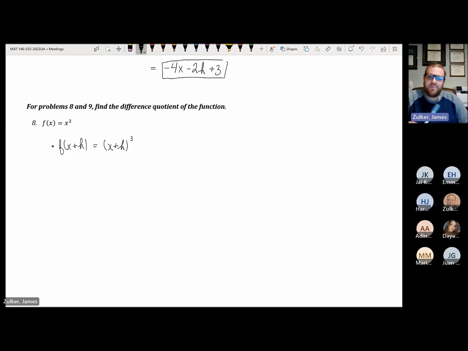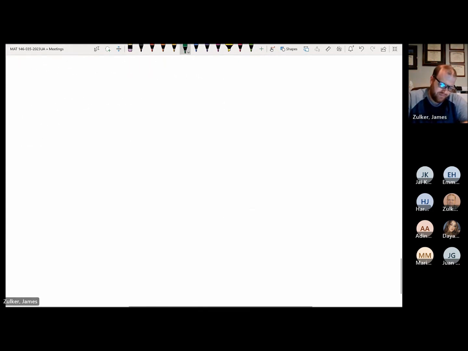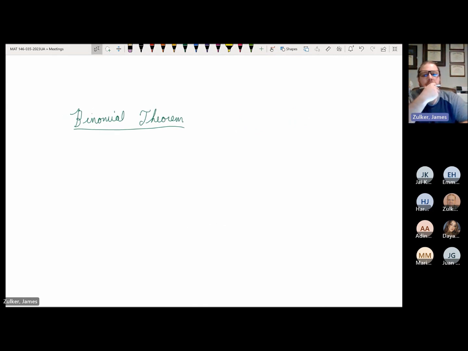Now there's a real simple way for expanding out x plus h raised to any positive integer. It makes use of a very important result out of algebra known as the binomial theorem.